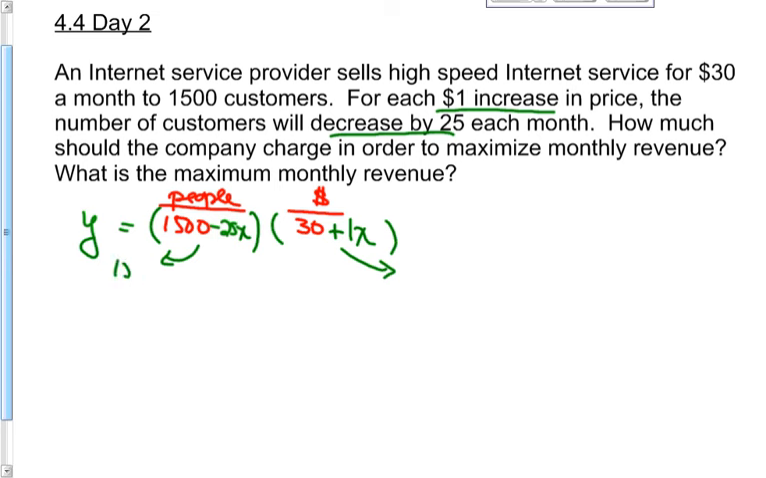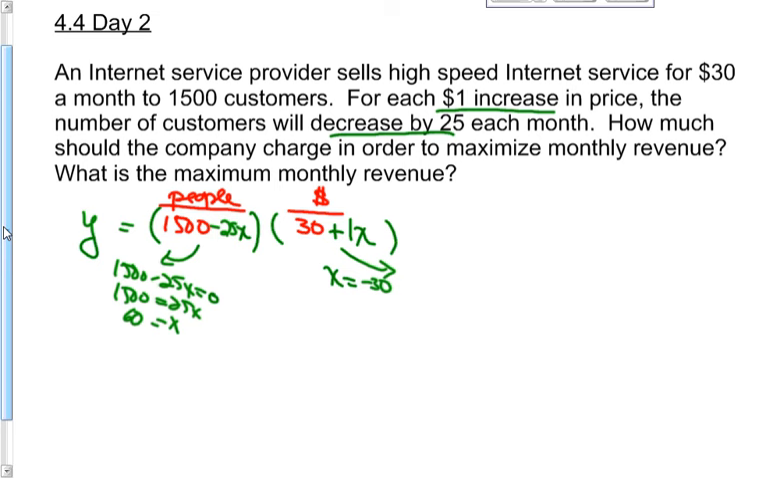1,500 minus 25x, set that equal to 0 and solve. 1,500 equals 25x. X is 60. Over here, x is negative 30. That is P and Q. Those are your intercepts. Now remember, you need the vertex.